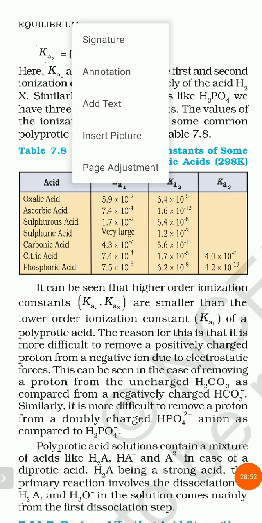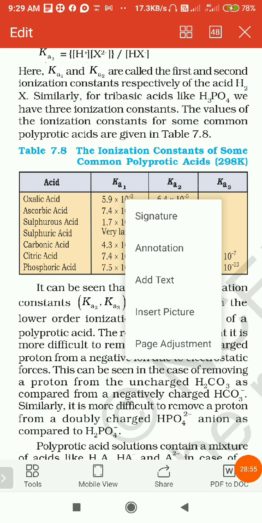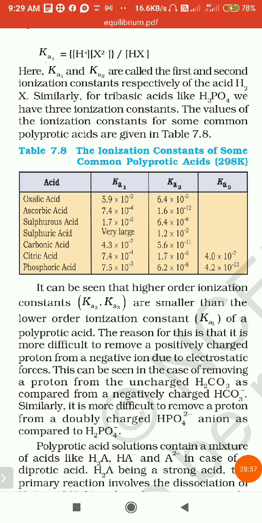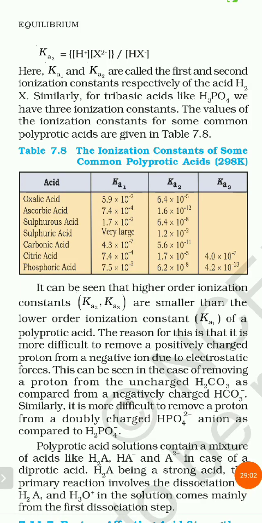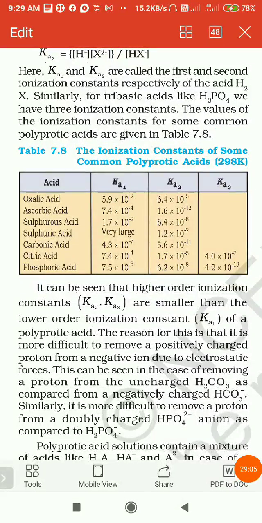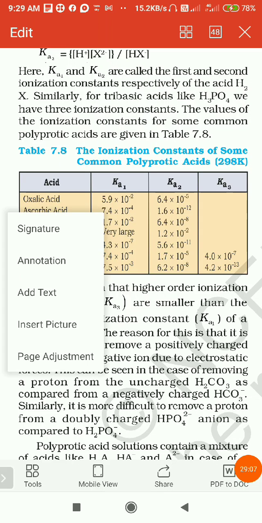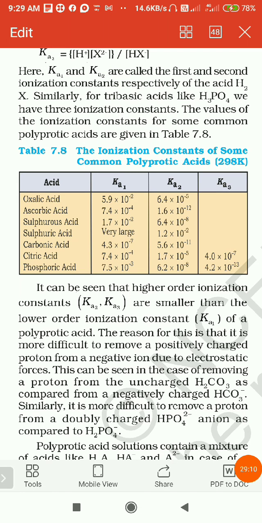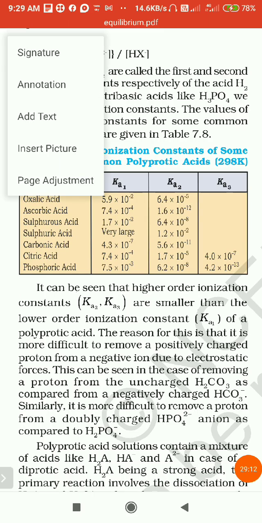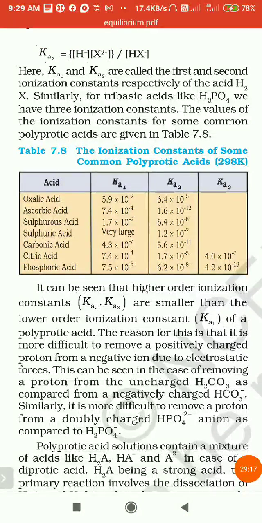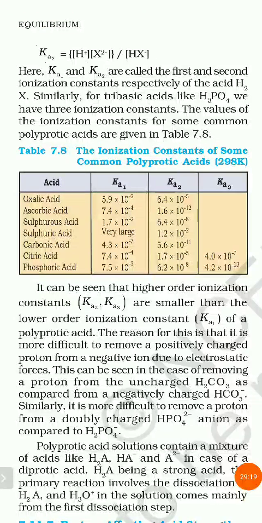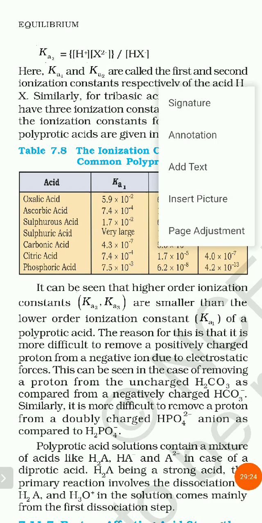Right. That means Ka1 is nothing but the first dissociation constant, Ka2 the second dissociation constant and Ka3 the third dissociation constant, like that. That means how many protons are being produced? Oxalic acid produces 2 protons, Ka1 and Ka2. Ascorbic acid produces 2 protons, Ka1 and Ka2. Next sulfurous, 2, like that. Last, phosphoric acid and citric acid, 3 ions are produced there. That's why 3 values are mentioned there.